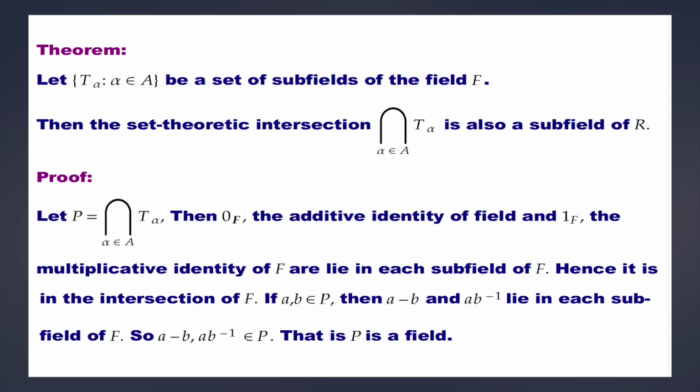Theorem. Let the set of all T alpha such that alpha belongs to A be a set of subfields of the field F. Then the set-theoretic intersection over alpha belonging to A of all T alpha is also a subfield of F. Proof. Let P be equal to the intersection over all alpha in A of T alpha. Then 0F, the additive identity of the field, and 1F, the multiplicative identity of F, lie in each subfield of F. Hence, they are in the intersection. If a, b belong to P, then a minus b and ab inverse lie in each subfield of F. So a minus b and ab inverse belong to P, which implies that P is a field.